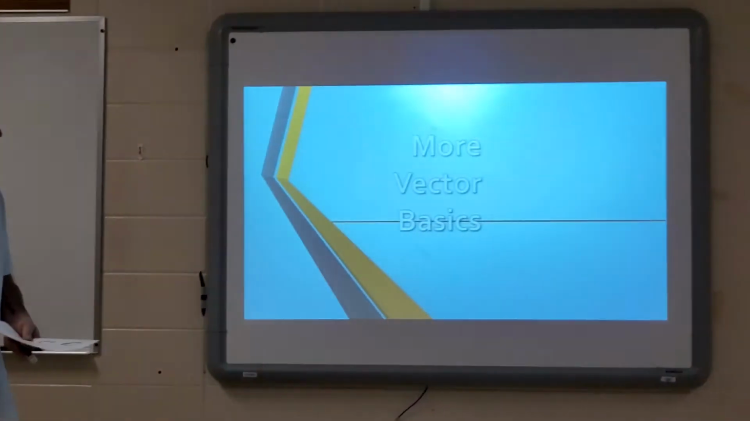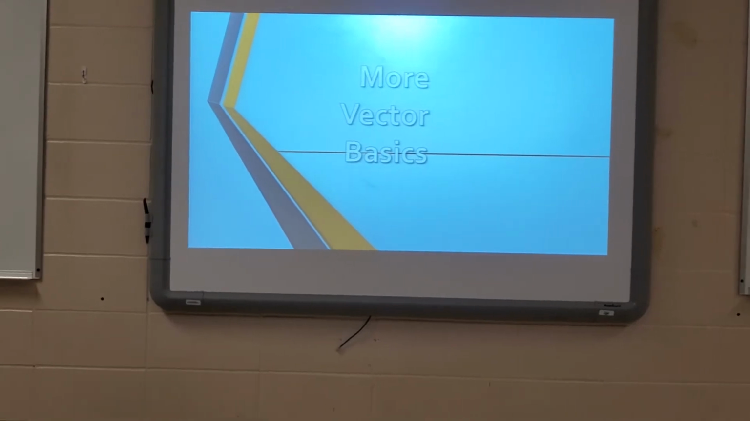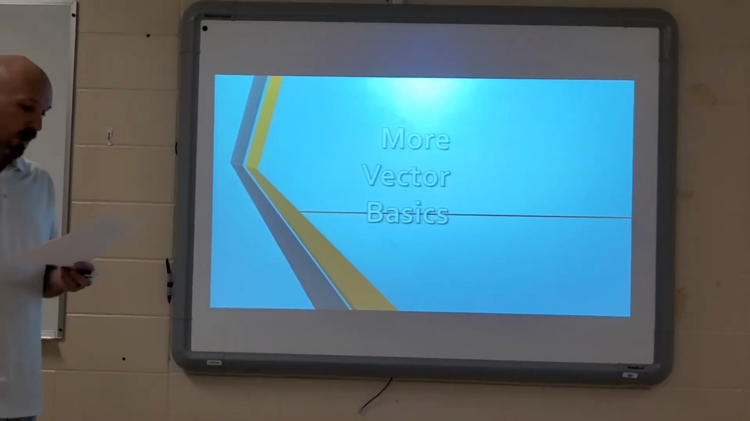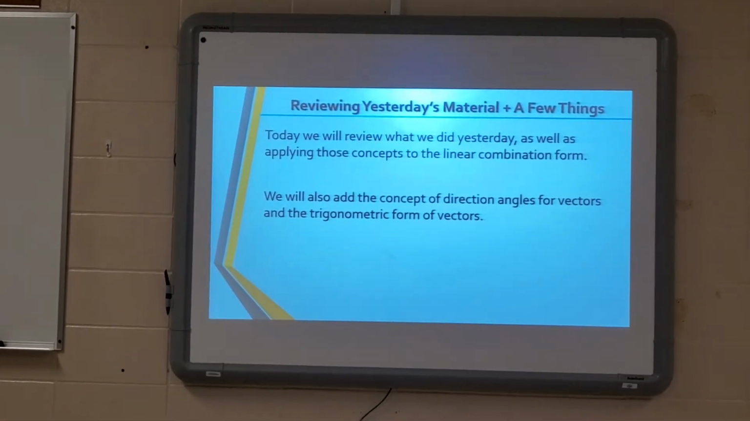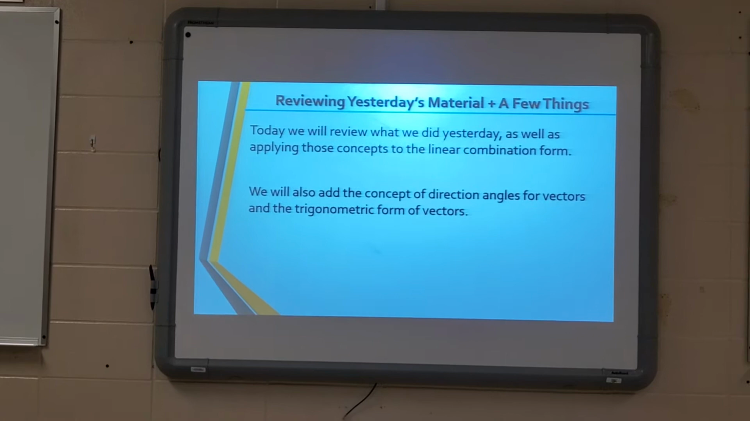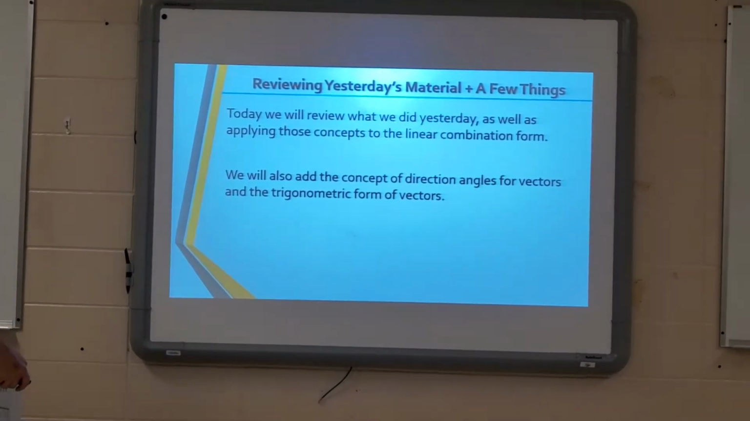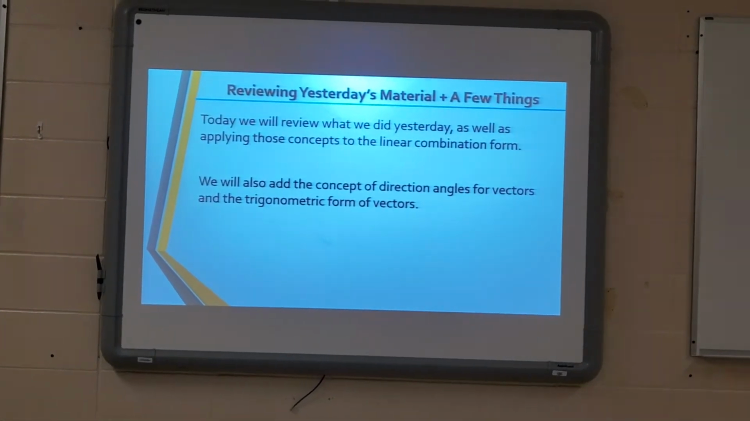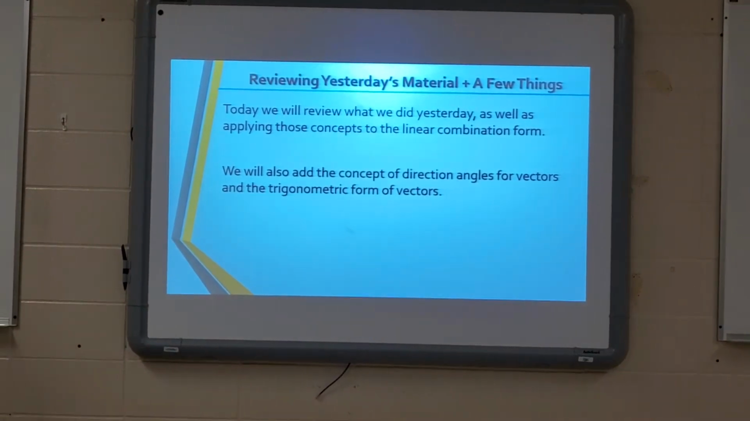Okay, so this is for notes 2. It's going to apply to homework 2. So let's get started. Basically, we're just going over more of the same stuff with vectors. Today we're going to review what we did yesterday as well as applying those concepts to linear combination form. We will also add the concept of directional angles for vectors and the trigonometric form of vectors.